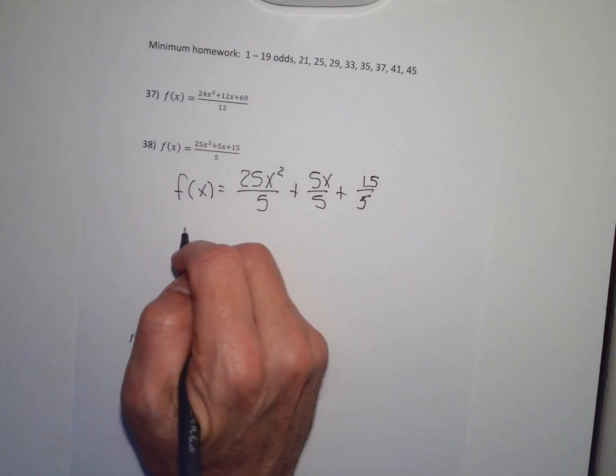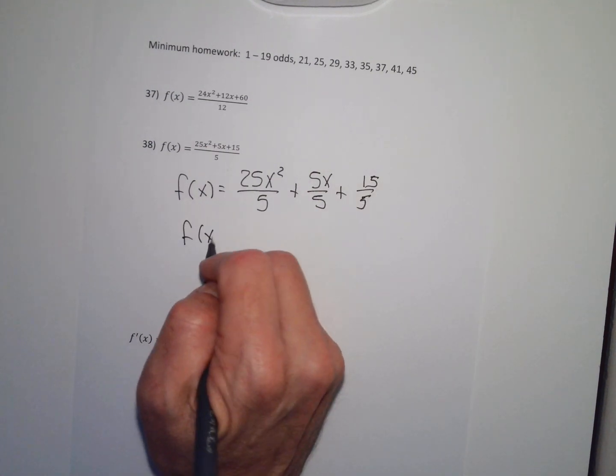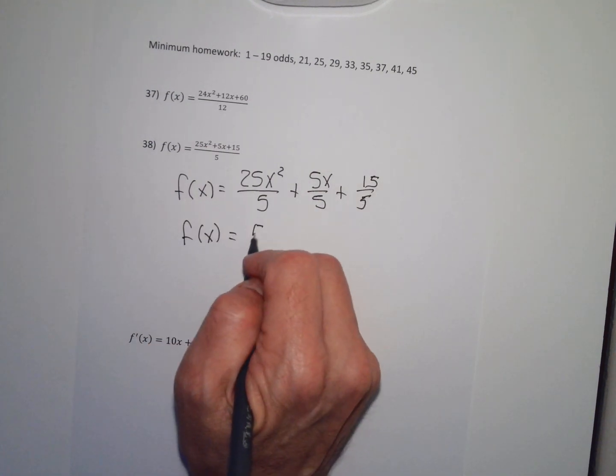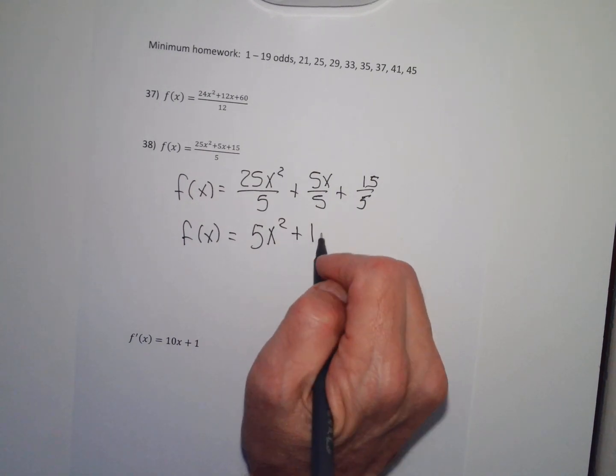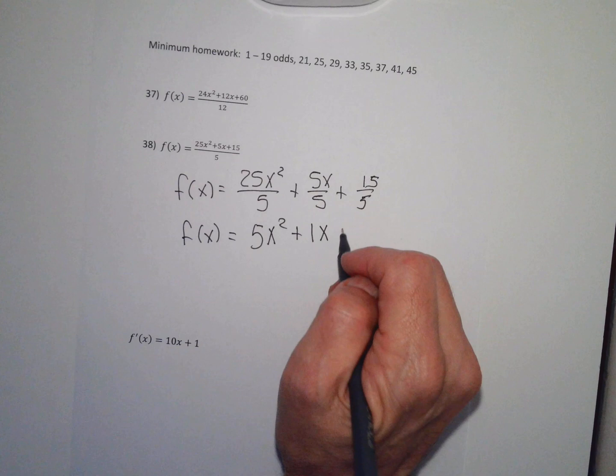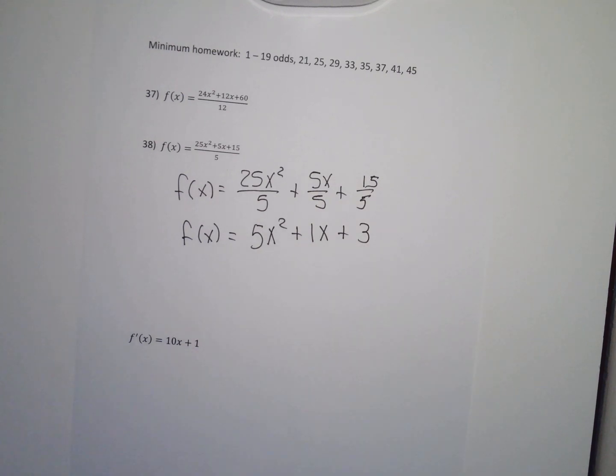This is going to give me a rewrite. The first fraction reduces to 5x squared. The second fraction reduces to x, I might write 1x. The last fraction reduces to 3.